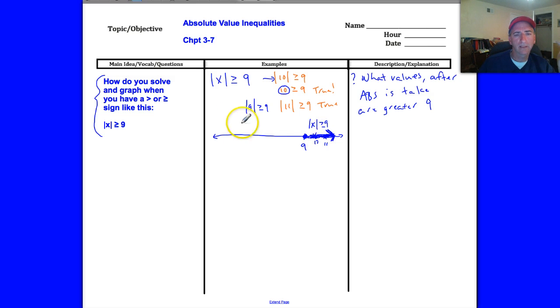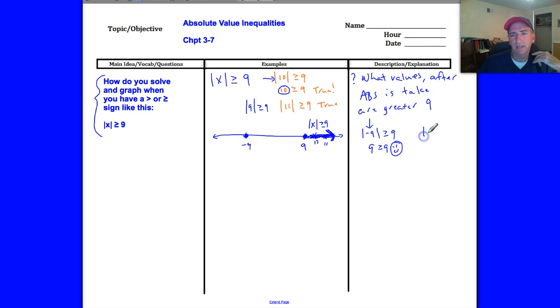But let's consider the other side of the number line. What if I had the absolute value, I'll write it over here, the absolute value of negative 9? Would negative 9 be a solution to this as well? Well, so here's the question you're wondering. Would that negative 9 be a solution for this? Well, what is the absolute value of negative 9? It's positive 9. Is that greater than or equal to 9? Yes, it is. Another smiley face. So over here at negative 9, I would have another solution.